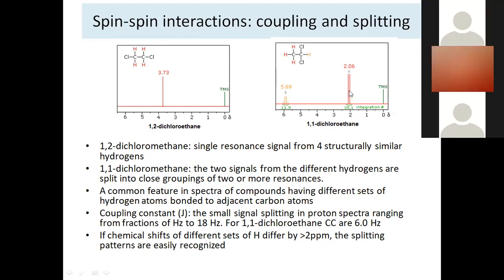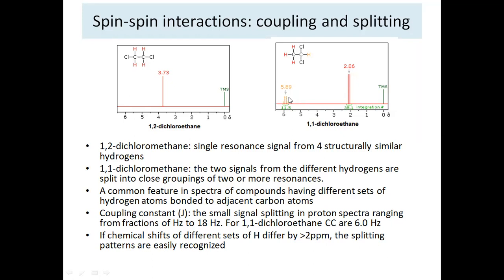The first thing that we have seen is the chemical shift, 2.06 ppm and 5.89 ppm. There are two different chemical shifts indicating that two different types of hydrogens are there. Okay. Are you all there? Can you all hear me?